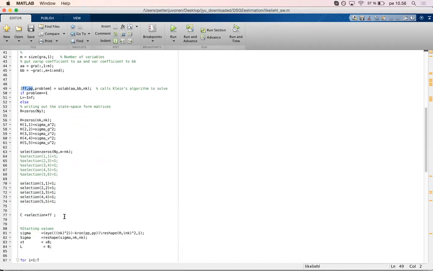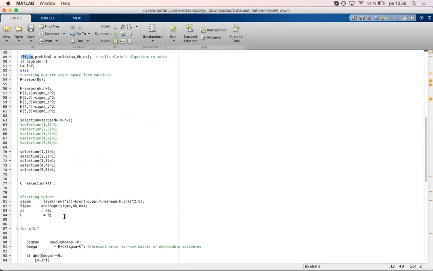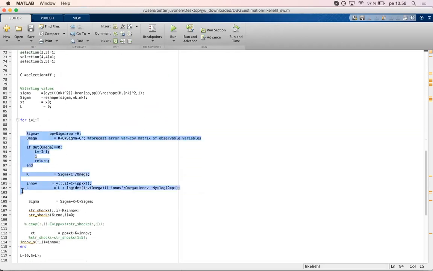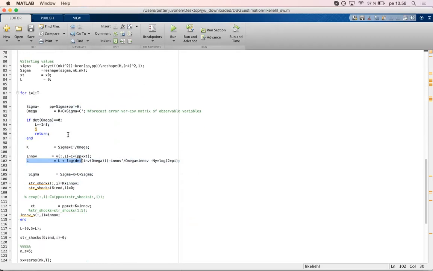And from these, we then build the Kalman filter, which is here. The notation is a bit different from the lecture notes, but this is the Kalman gain. This is a log likelihood function. And this goes from the first period till the end of the data.